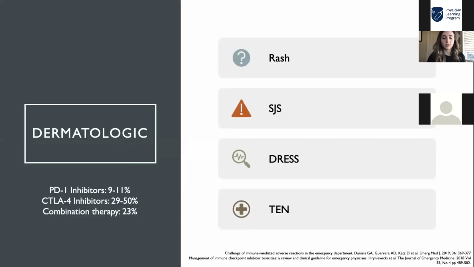Dermatologic side effects are also very common, and symptoms are usually low grade and range from pruritus and nonspecific diffuse maculopapular rash to vitiligo. Severe reactions are rare, but include Stevens-Johnson syndrome, drug rash with eosinophilia and systemic symptoms, as well as toxic epidermal necrolysis. These symptoms typically appear early, so a couple weeks after starting therapy, but there have been reports of delayed reactions occurring months after stopping treatment.